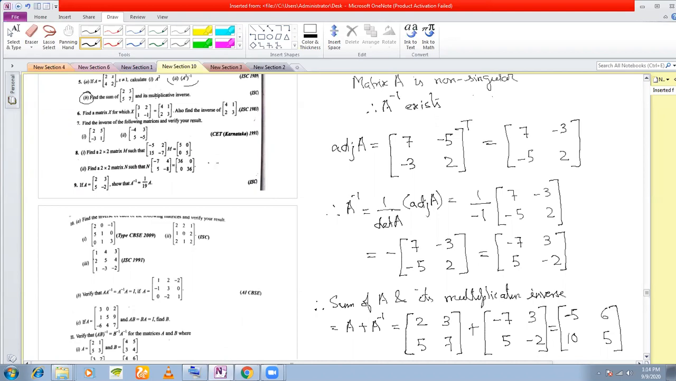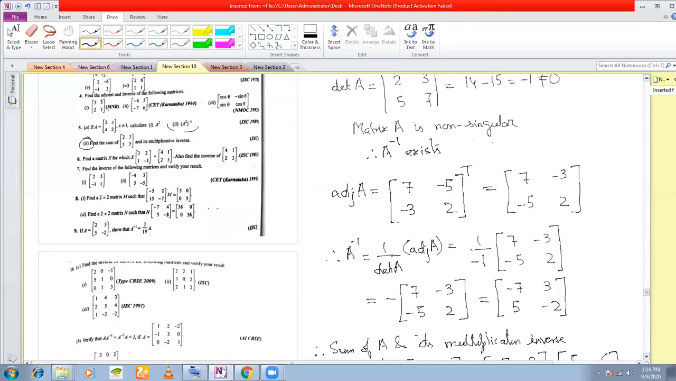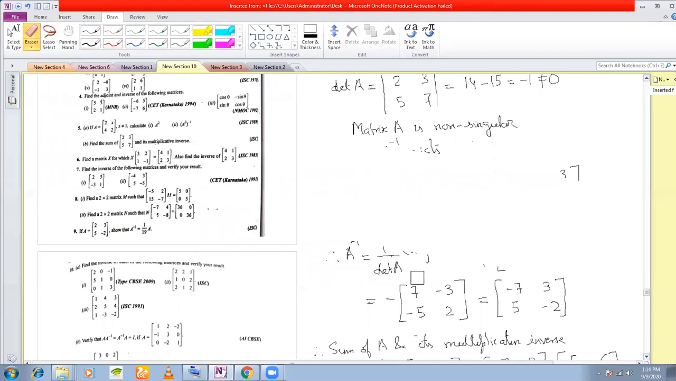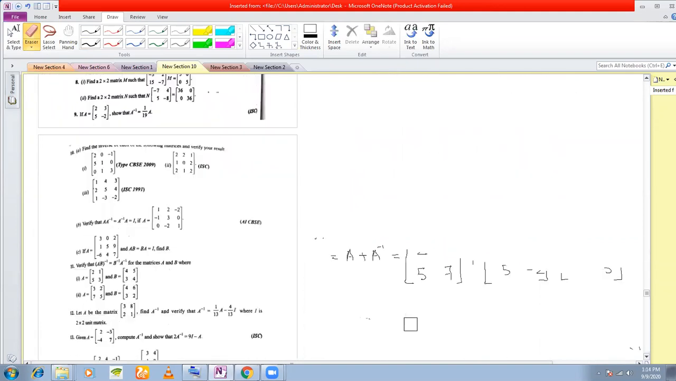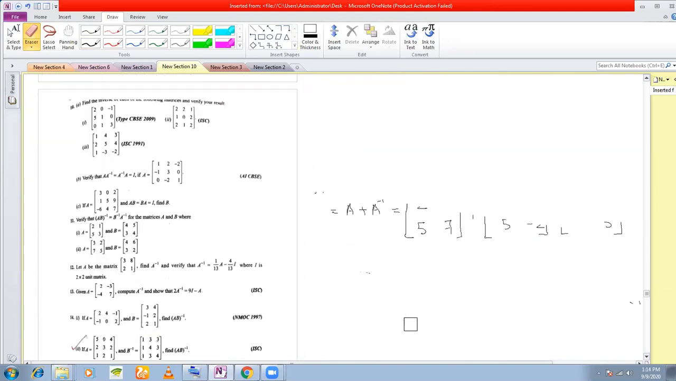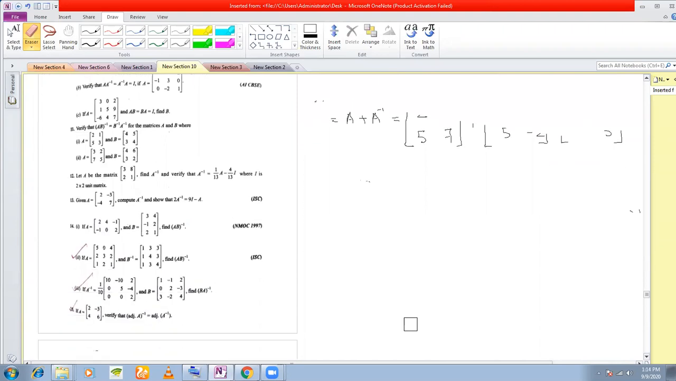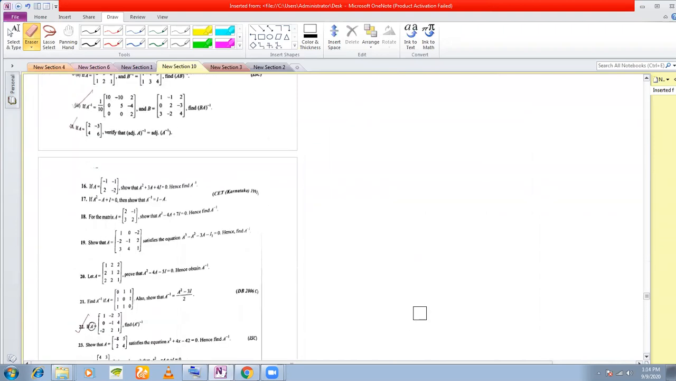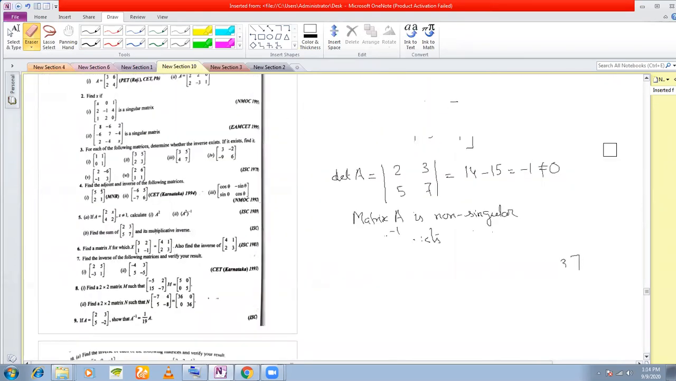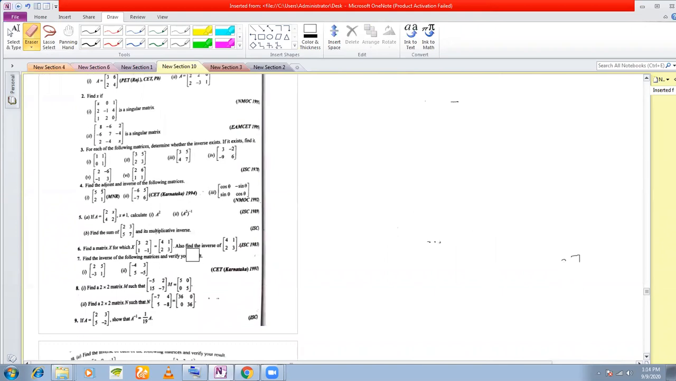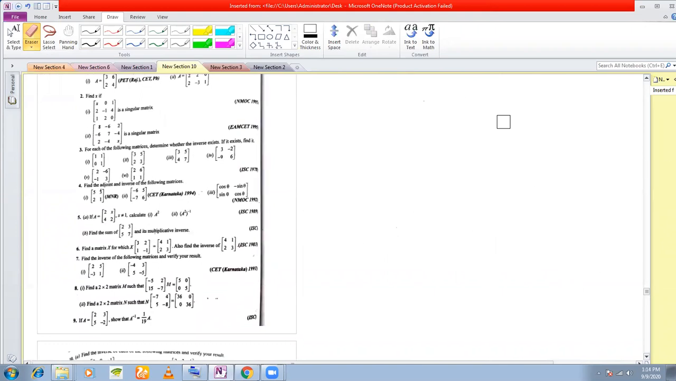Find the inverse of the following matrix and verify the result. Find the matrix X for which this holds. Now see here, number 6 is an important type of problem. This type I have not discussed, but it would have been better if I had a 3 by 3 matrix. Anyway, we'll see. Let me discuss this type.